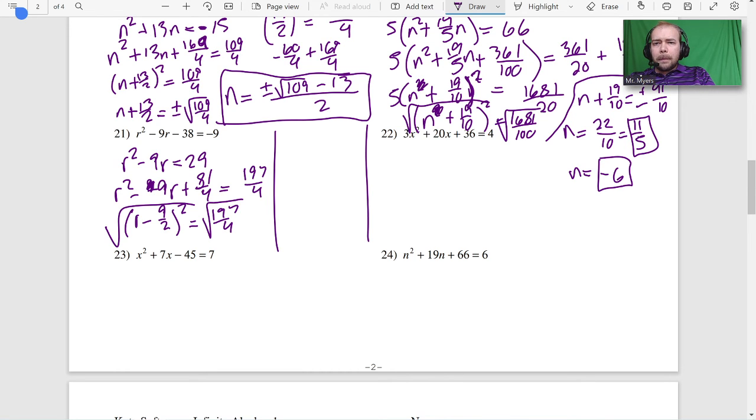196 does, not 197. So r minus 9 halves is equal to plus or minus the square root of 197 over 2, because I can take the square root of 4. Square root of 4 is 2. Since I can't take the square root of 197, and I don't think 197 simplifies, that might be a prime number, actually. We would just add 9 halves to both sides, plus or minus the square root of 197 over 2, and we are good to go.